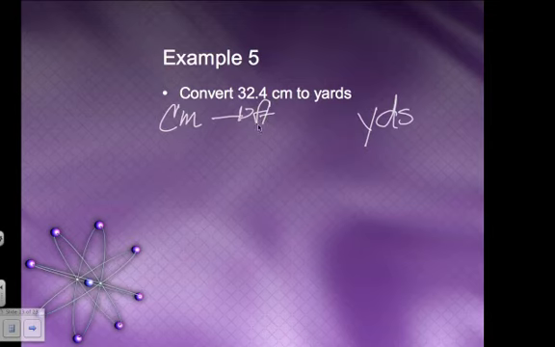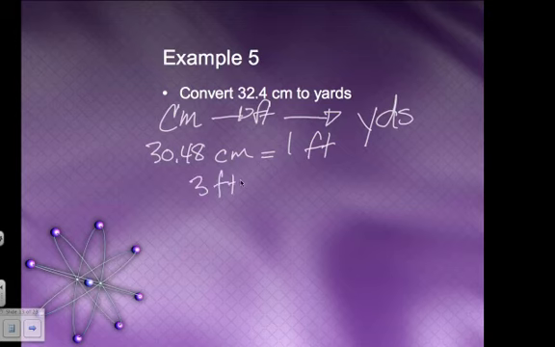So now I'm at feet. Is there a conversion factor between feet and yards? There is. So it's a two-stepper. I'm going to use 2 steps to do this problem. So on my conversion sheet it says that there are 30.48 centimeters, and that's equal to 1 foot. And also it tells me that there are 3 feet in 1 yard. So I'm going to do 2 steps. This is not as bad as you think it is.